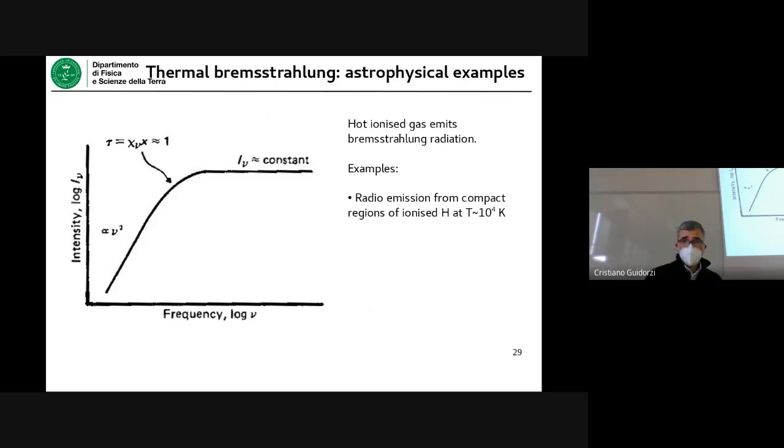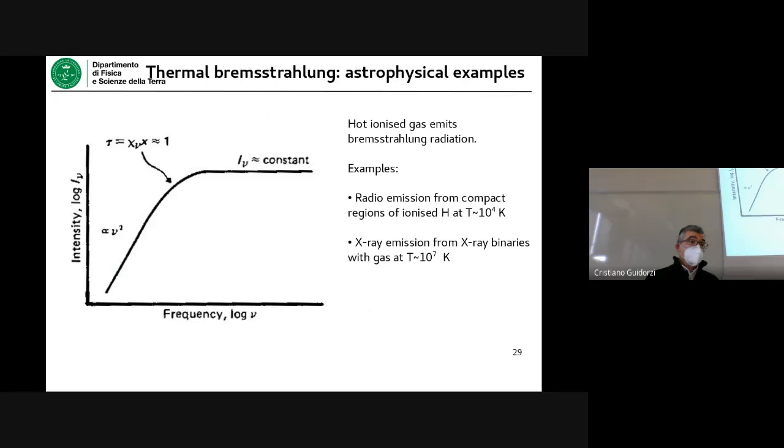Just put, for example, compact sources, compact regions in which you have star formation. So the temperature of the gas is typically a few thousand Kelvin. You have hydrogen, which is fully ionized, so a lot of protons and electrons free to emit, as I said. Or in my case, I'm in the field of higher energies, so X-rays.